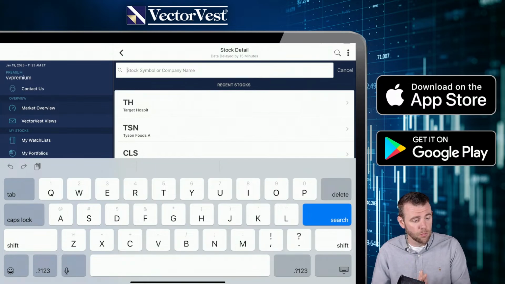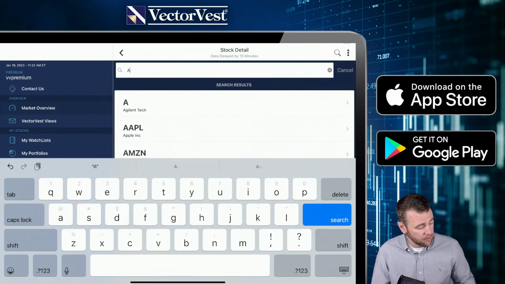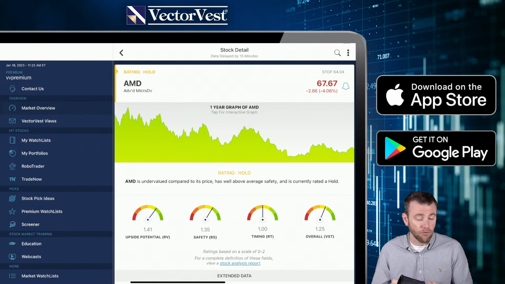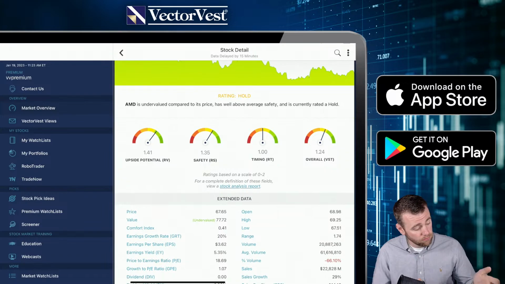And last but not least, we'll do AMD. AMD, great long-term potential, less risk associated with it. Timing, however, is flat. Overall, it's a good stock because of the fundamentals, but the timing is definitely something that's worrisome right now and you need to pay close attention to. Scrolling down, good news is it is undervalued currently, so that's definitely a positive.